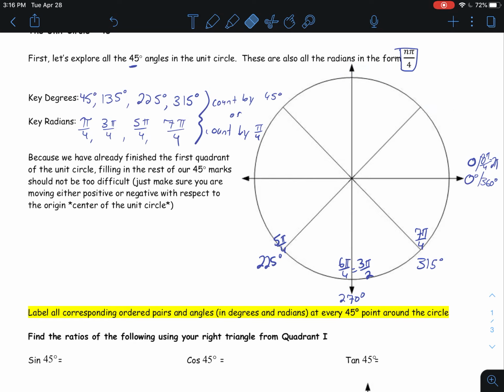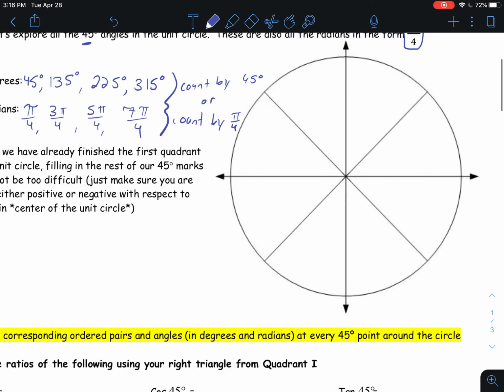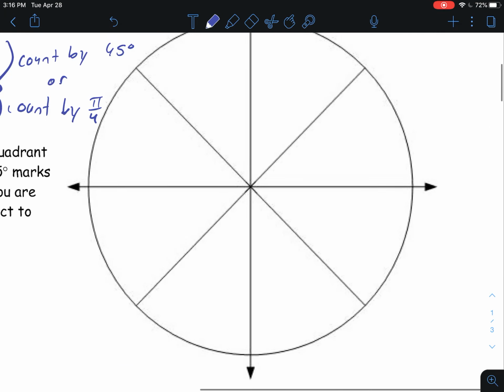And then what we're going to do is fill out all of these points. I should have put those angles in the center more. So let's talk about this first one. We filled this one out the other day, right? So this is our 45 degrees, or our pi over 4.